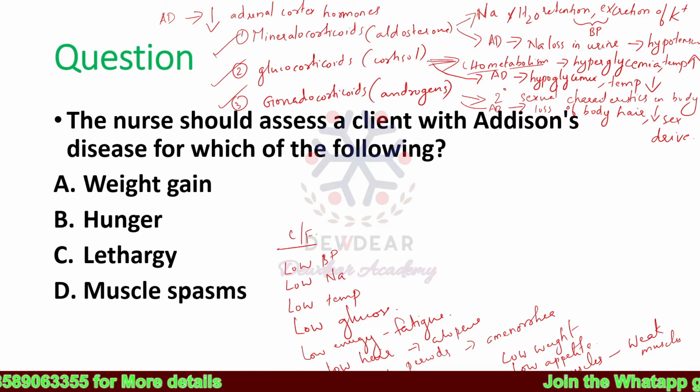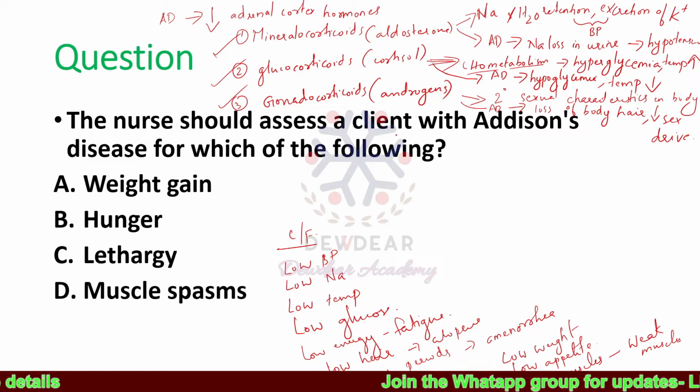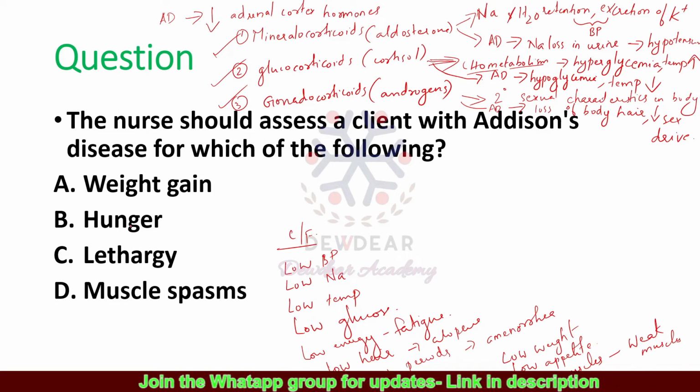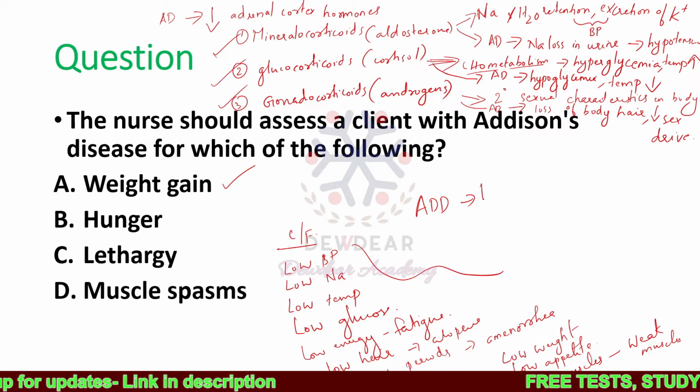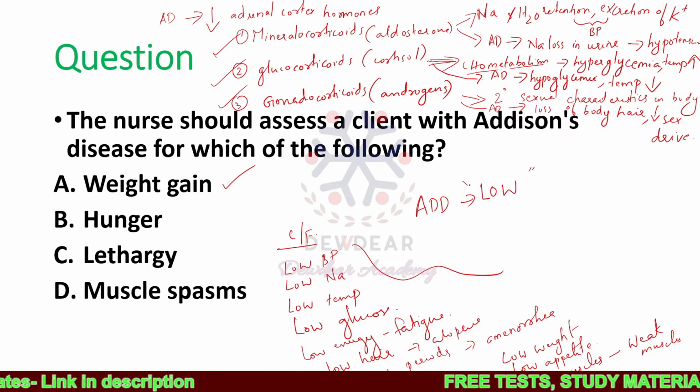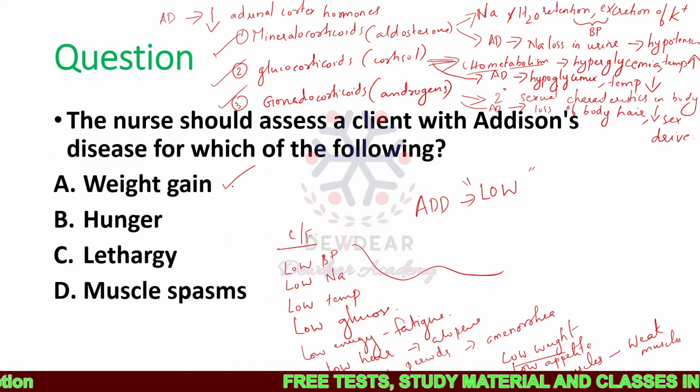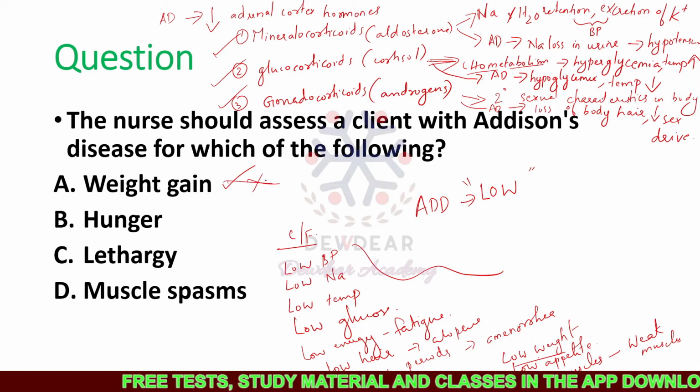So in these options, what is the clinical manifestation? The nurse should assess a client with Addison's disease for which of the following? Which clinical manifestation is significant with Addison's disease? Weight gain? No. In Addison's disease, mainly all these areas are low. Weight gain is not there, weight loss is found. So this is not the answer, this is wrong.